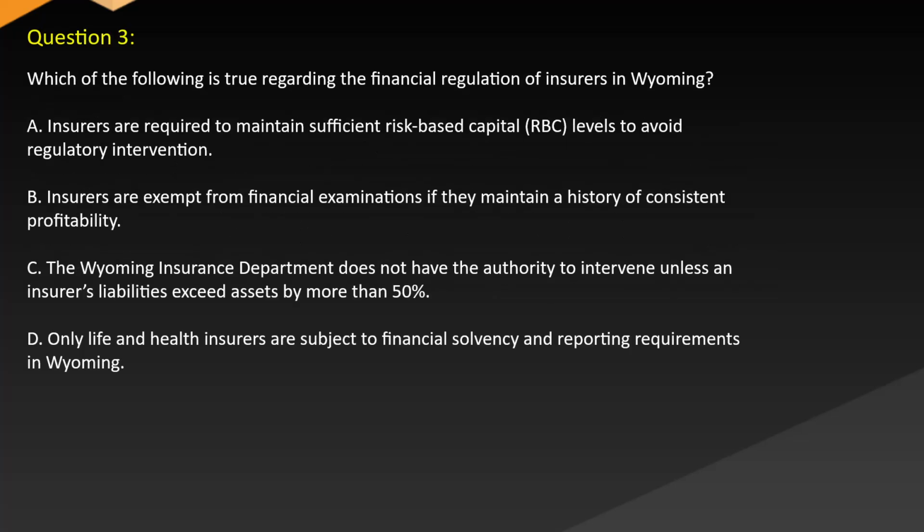Question 3. Which of the following is true regarding the financial regulation of insurers in Wyoming? A. Insurers are required to maintain sufficient risk-based capital (RBC) levels to avoid regulatory intervention. B. Insurers are exempt from financial examinations if they maintain a history of consistent profitability. C. The Wyoming Insurance Department does not have the authority to intervene unless an insurer's liabilities exceed assets by more than 50%. D. Only life and health insurers are subject to financial solvency and reporting requirements in Wyoming.